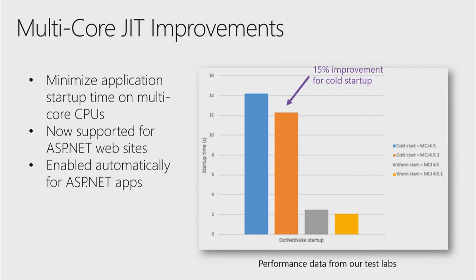Last but not least, one of the other features that developers will get with the new version of .NET is multi-core JIT improvement. By essentially running your application on .NET 4.5.1, .NET can now take advantage of the multiple cores on the machine and will be able to JIT compile the application much faster. In some instances, we've seen up to a 15% improvement in cold startup by simply upgrading your application to .NET 4.5.1. And this is enabled automatically for ASP.NET apps.